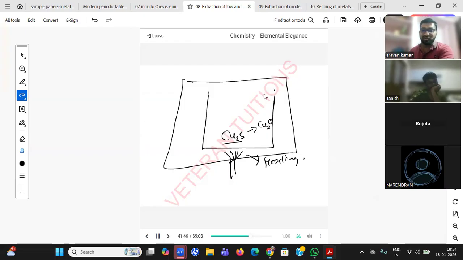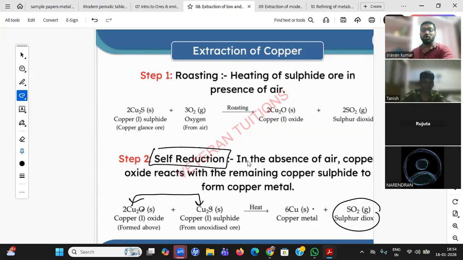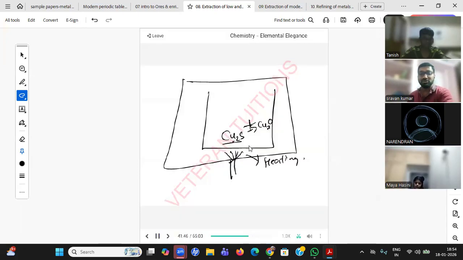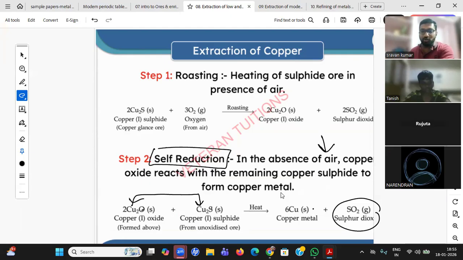Now what happened in this environment? I have two things in the environment. Some of the copper sulfide is still left. Some of it is converted to copper oxide. When these two combinations are available, automatically sulfur plus oxygen, sulfur dioxide forms, and copper will be left over here. Okay, this is known as self reduction. So I'm closing it soon after that. That's the reason I'm using the absence of air. In the absence of air, copper oxide reacts with the remaining copper sulfide to form copper metal.